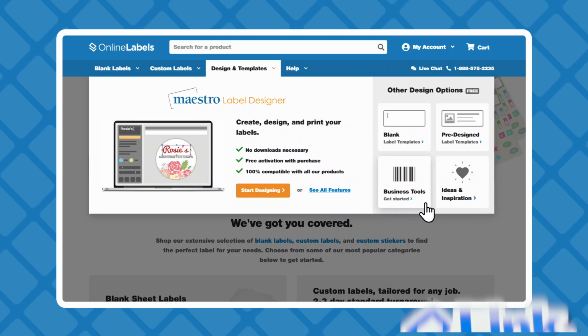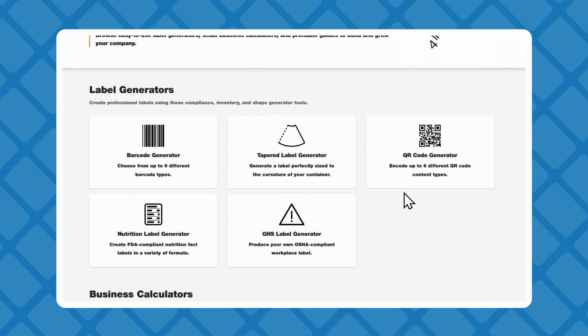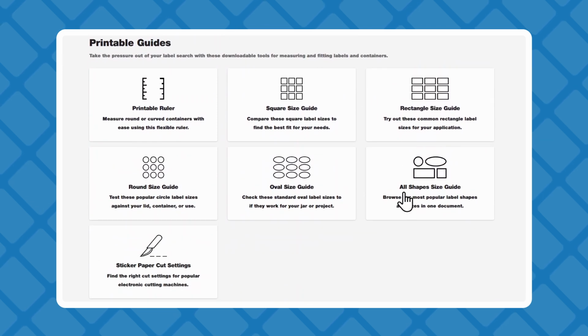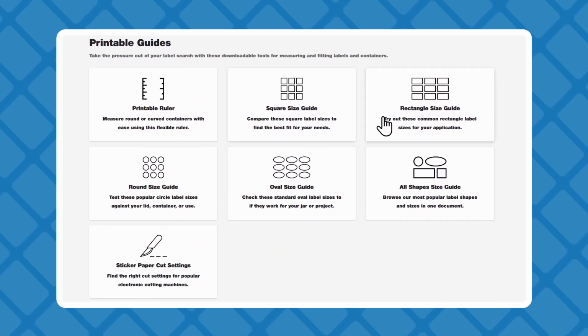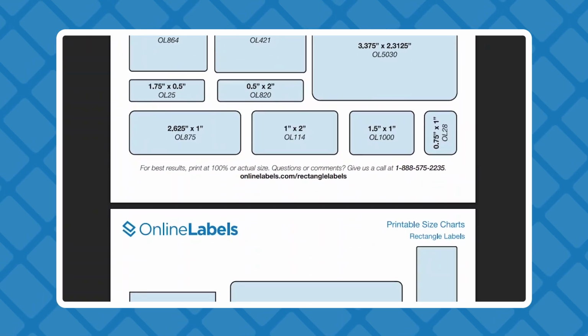Navigate to Design and Templates, then click Business Tools. Here, we have many other business tools you can use, but scroll down to Printable Guides and click on the size guide for the shape you're working with. This will open the PDF that you'll be able to download and print.